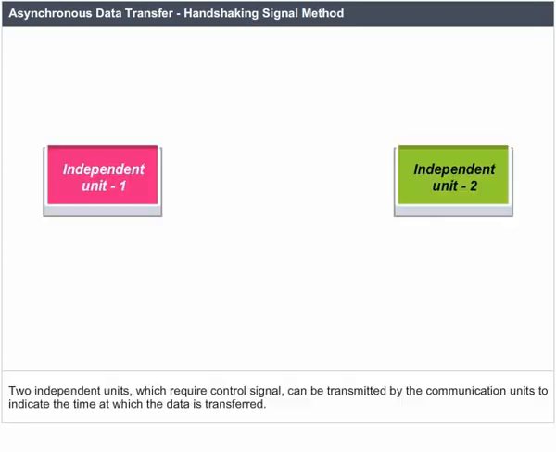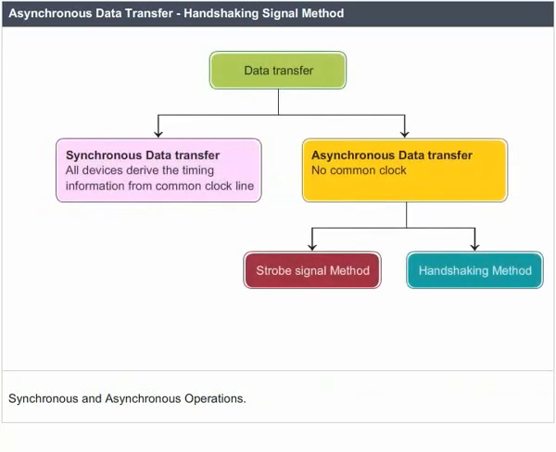Asynchronous data transfer, handshaking signal method. Two independent units which require control signals can be transmitted by the communication units to indicate the time at which data is transferred. Synchronous and asynchronous operations.